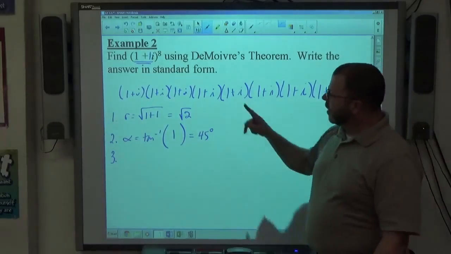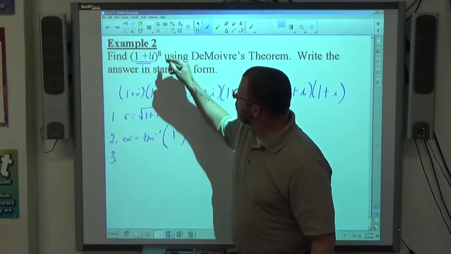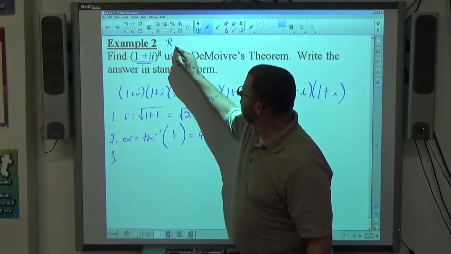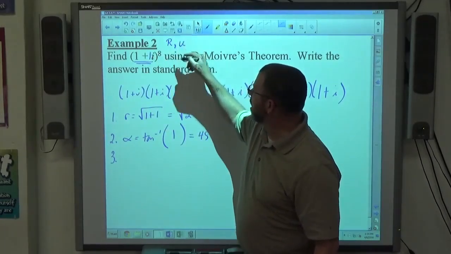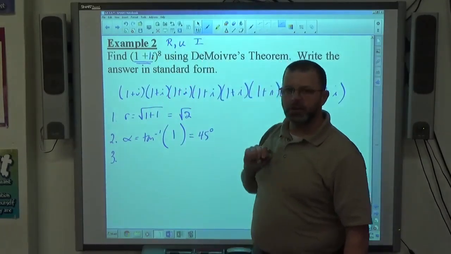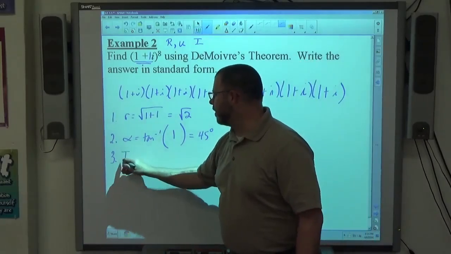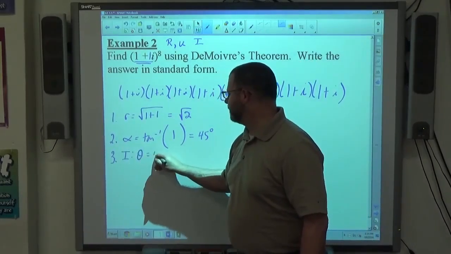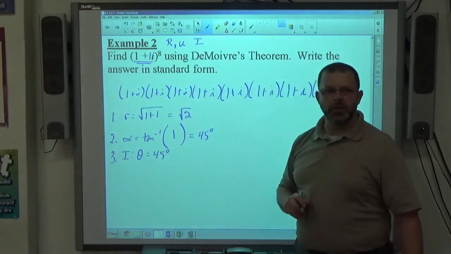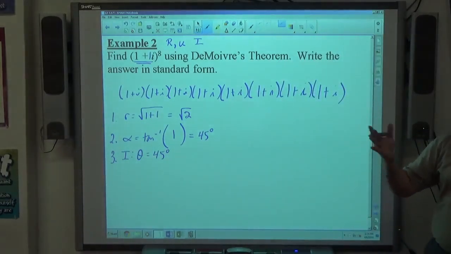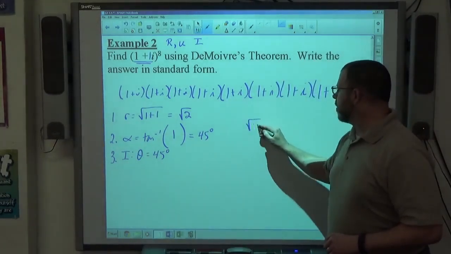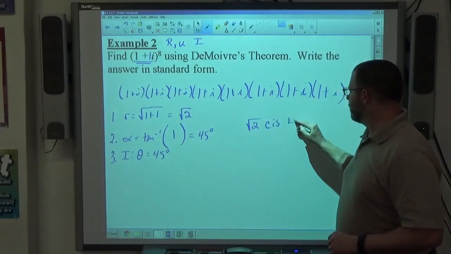And finally, we look at the direction of both of these numbers. The real number is positive, which takes us right. The imaginary number is positive, which takes us up. If I go right and up, that puts me in the first quadrant. First quadrant rule is that theta equals alpha. So theta is 45 degrees. So just like that, I go from 1 plus i into square root of 2 cis 45 degrees.